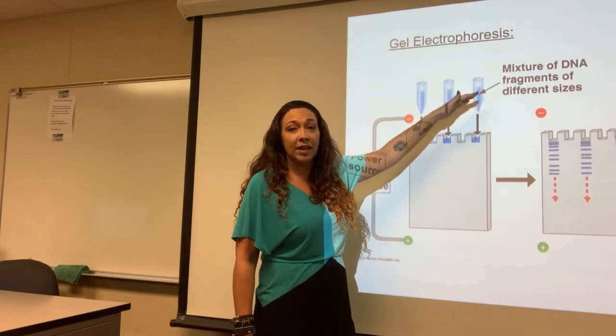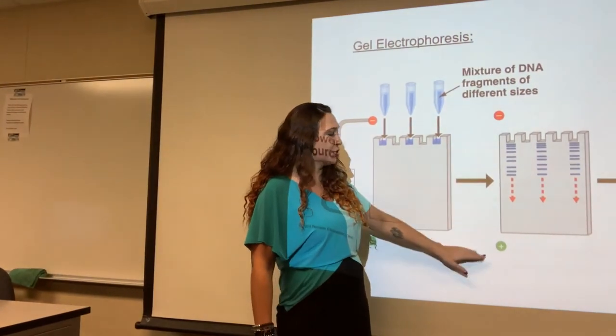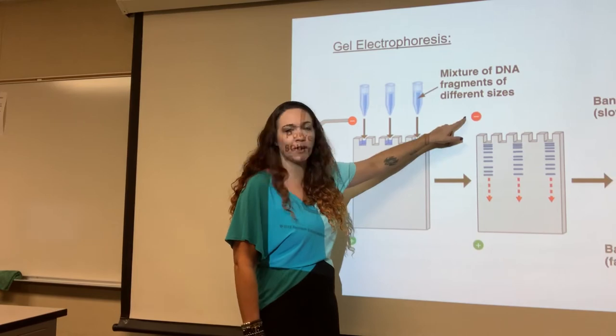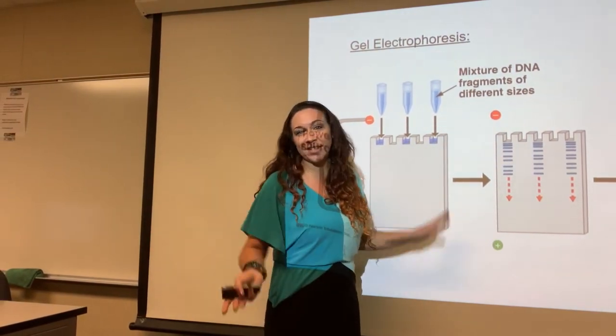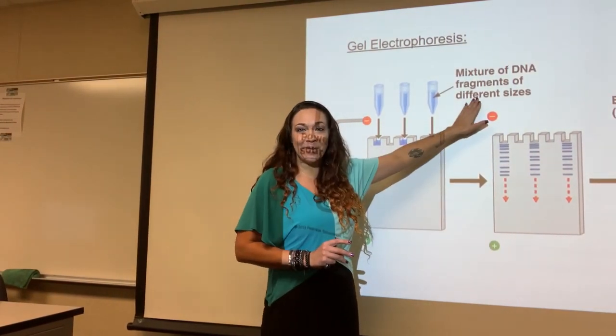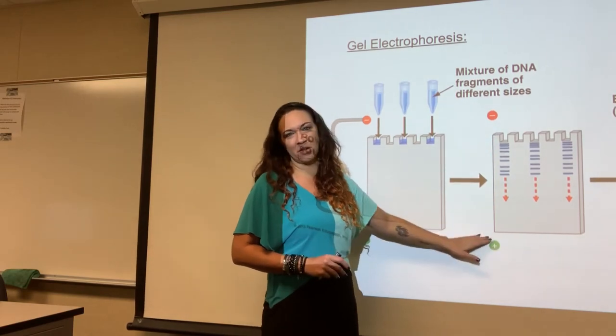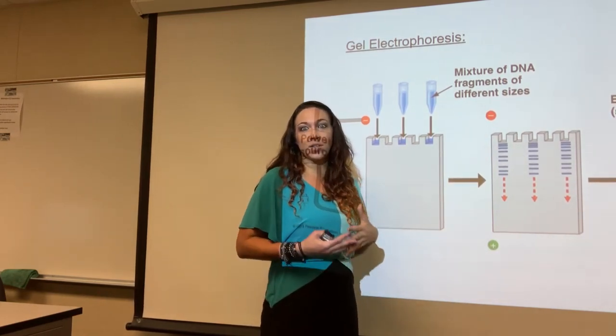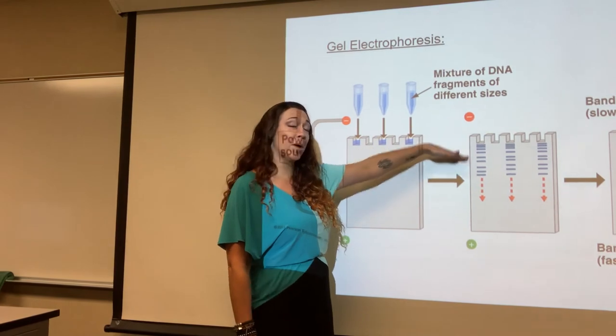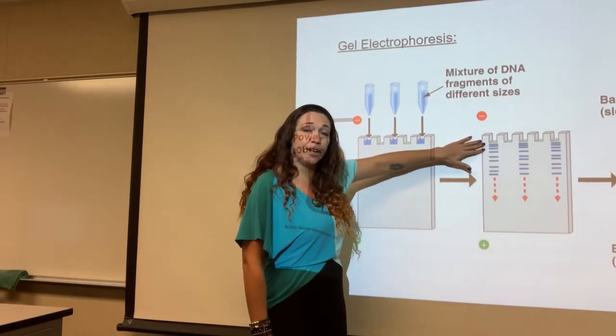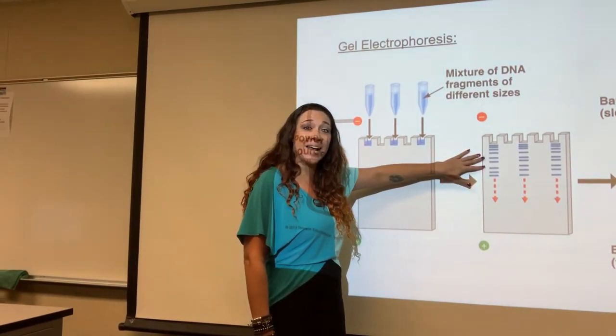Next up, we're going to run that electrical current through it. It's going to run towards red, towards the positive. I know I keep saying run towards red, and this is negative. It's just this slideshow. Normally, black is negative and red is positive, so you're always running towards red. Think about a car battery. Red is always going to be positive. So these little tiny fragments are going to get separated by size.